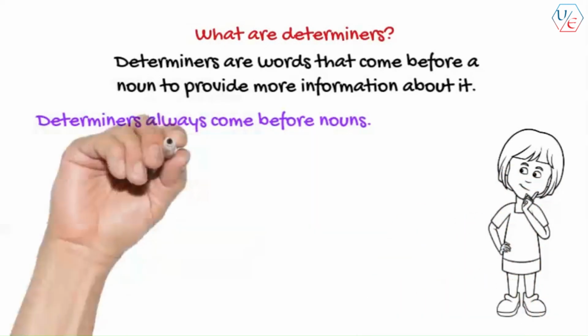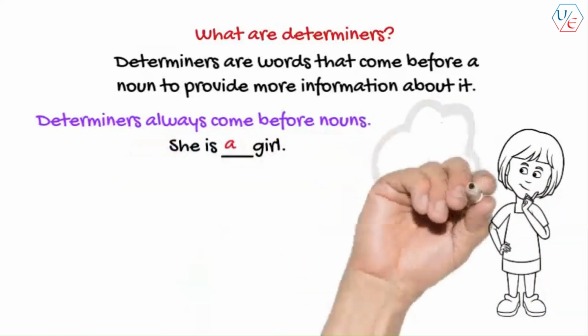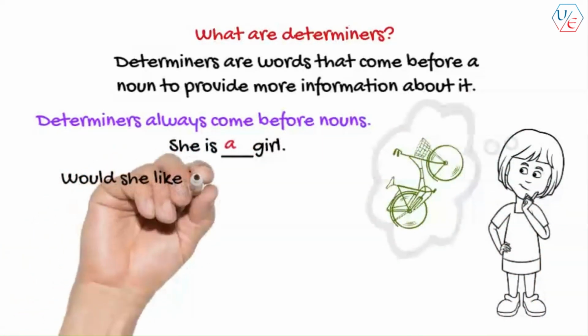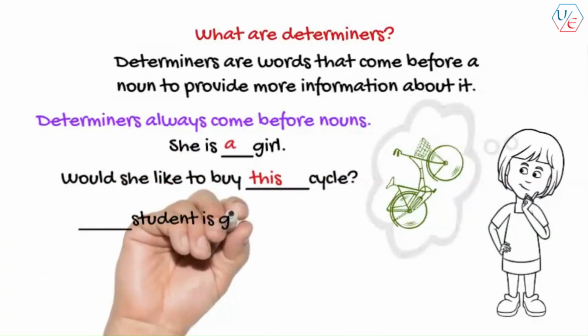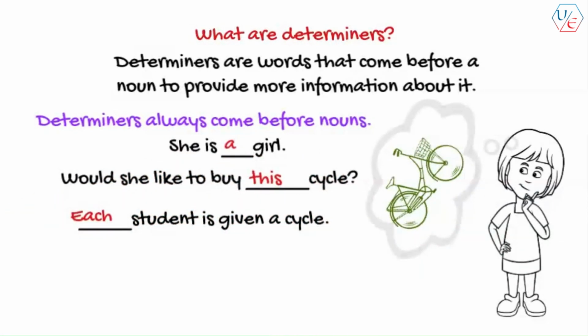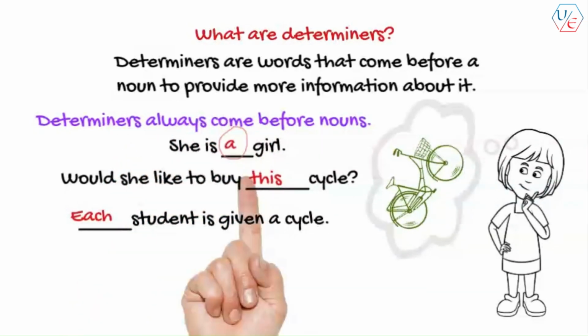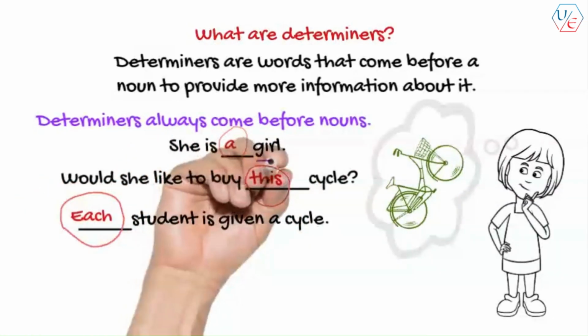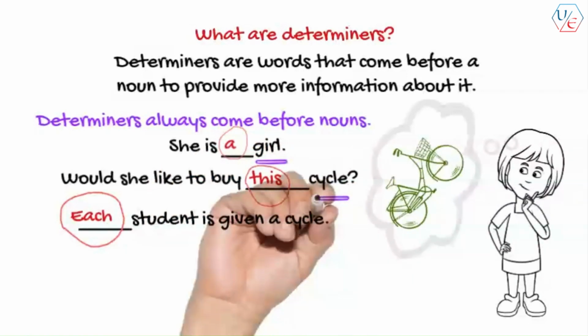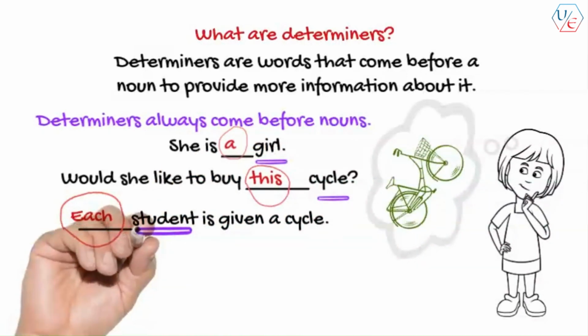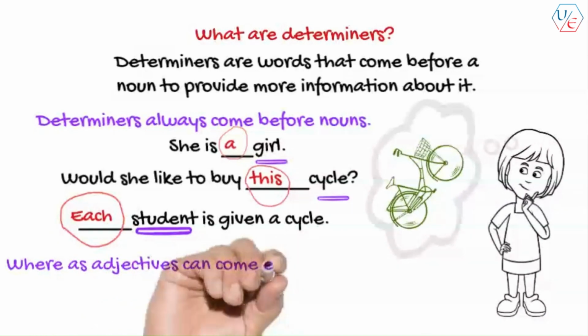Examples. She is a girl. Would she like to buy this cycle? Each student is given a cycle. In these examples, the words a, this, and each are determiners and they come before the nouns like girl, cycle, and student. But it is not so in the case of adjectives.